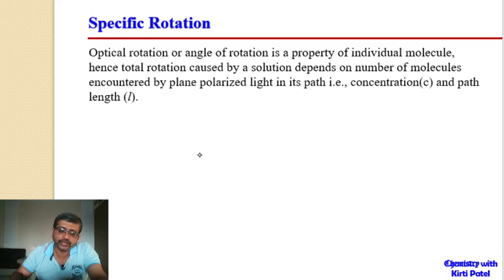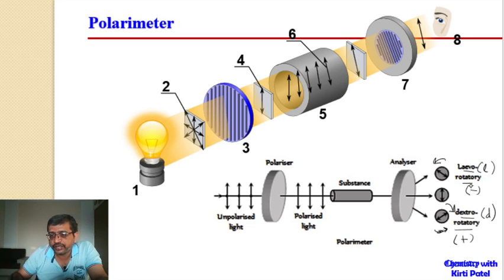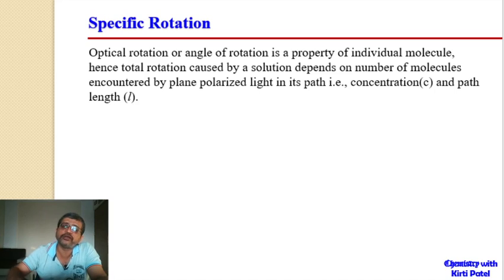Then there is an angle of rotation, either in a clockwise direction or in an anti-clockwise direction. In both ways, either in a clockwise direction, dextro-rotatory, or anti-clockwise direction, levorotatory, there will be a certain angle of rotation, or the optical rotation will be there.